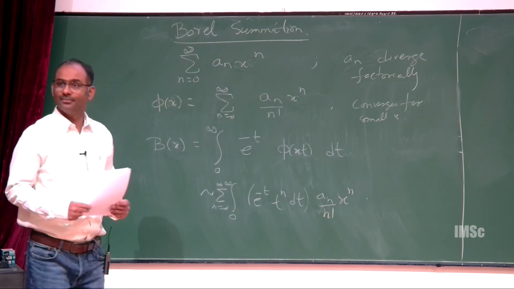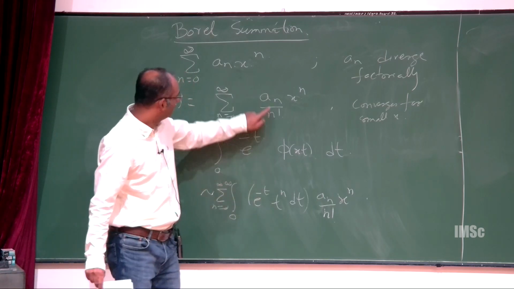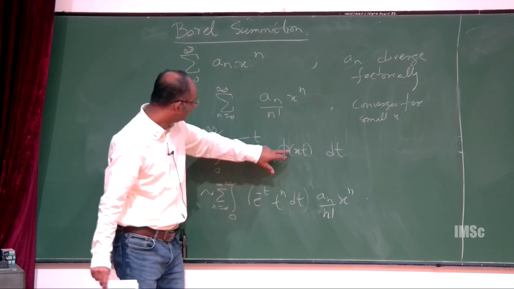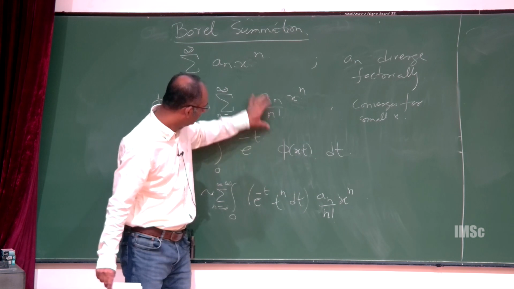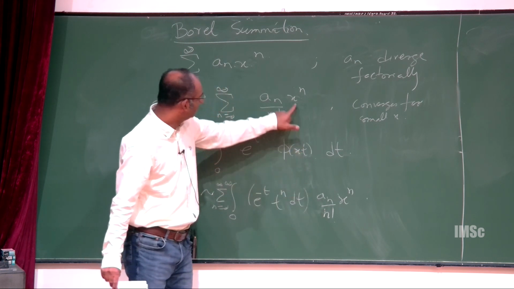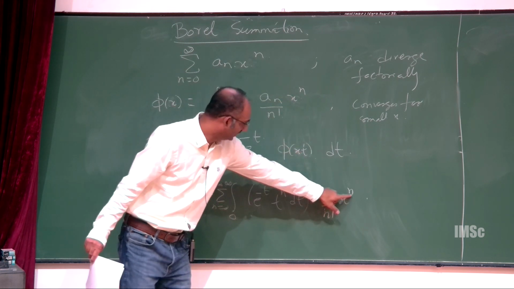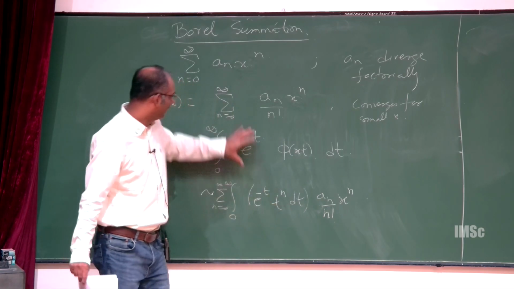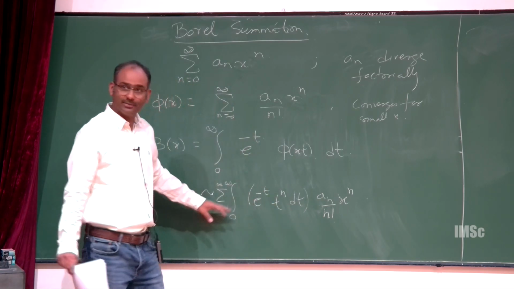Is that okay? That's phi xt I am substituting, that's a_n over n factorial, that's here. x t to the n, it should become x to the n is here, t to the n is here, and then it's e to the minus t, and then that's the summation.